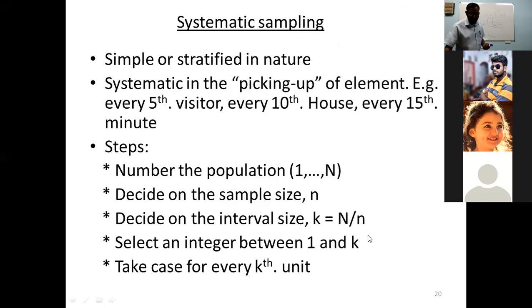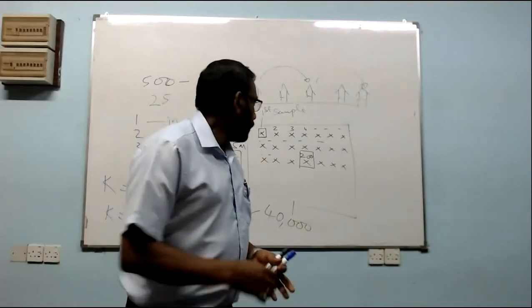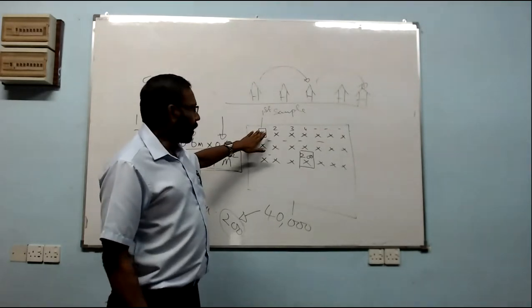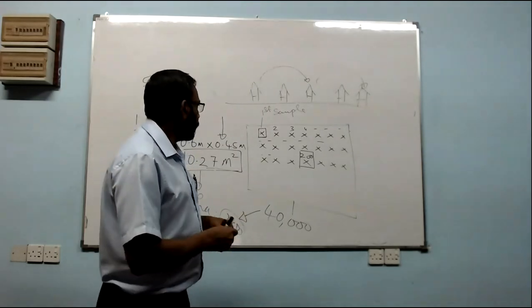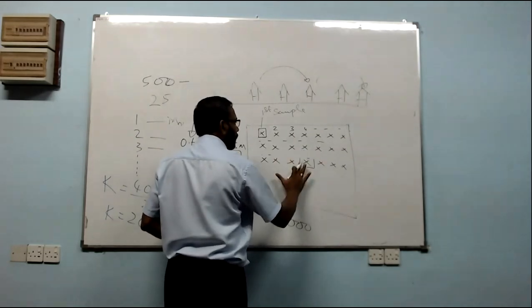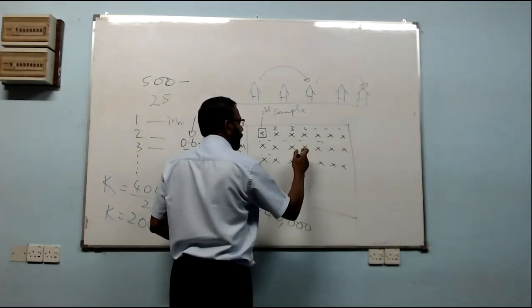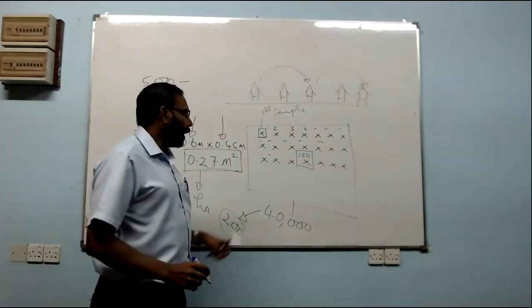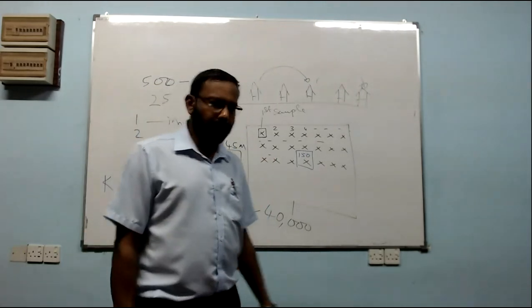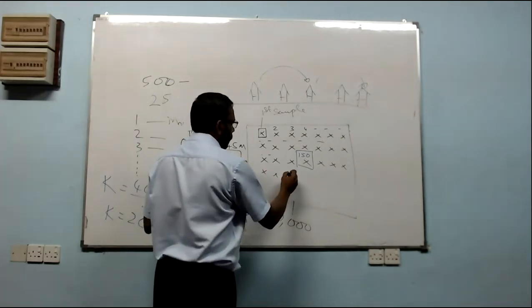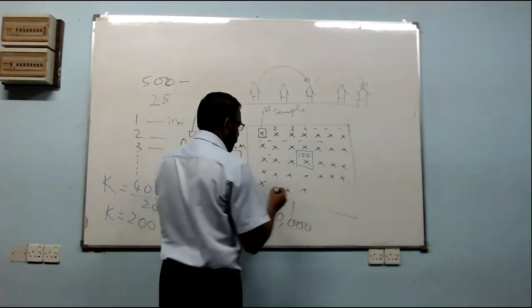Why I'm saying randomness is, choosing the first plant is always random. I need not start from the first plant. Suppose I'm starting from the 150th plant. Let's say my first sample is the 150th plant. So what is the position of the second sample? Anyone? 350. Exactly. So the second sample at 350.